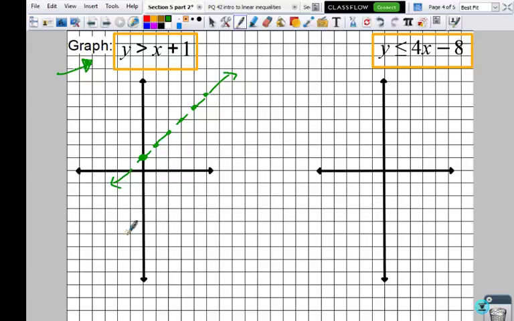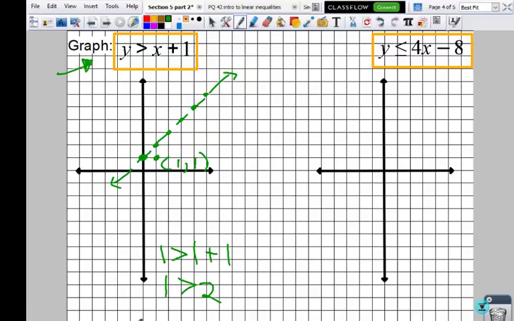Alright, we gotta figure out what point we're gonna pick. Allison, what point you wanna use? 1 and 1. 1 and 1 is a good one. Alright. So I'm gonna put in 1 for X, 1 for Y, and then we're gonna see what that gets us. So, when I plug in 1 for Y and 1 for X, Dylan, what's it look like? 1 is greater than 1 plus 1.